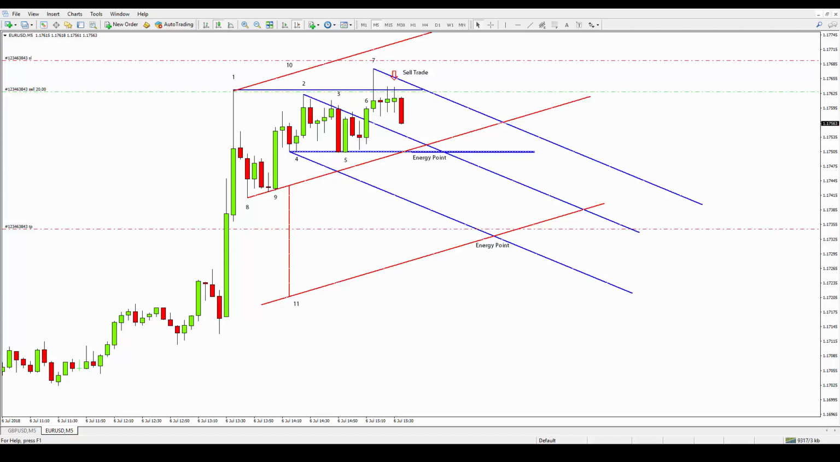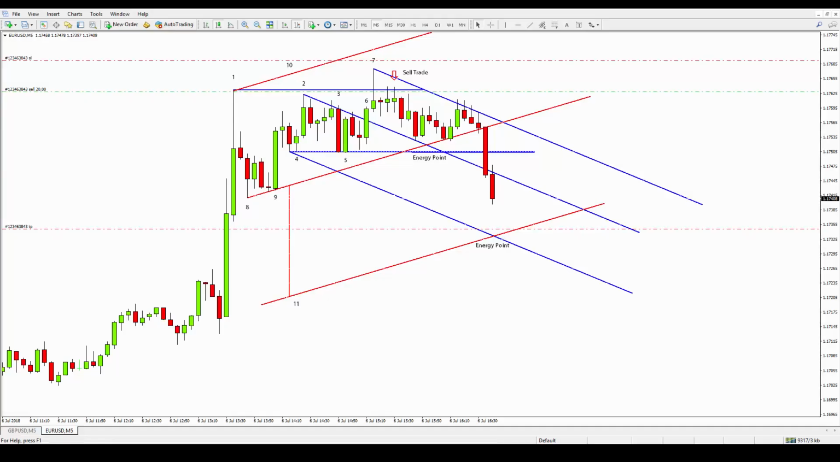Let's fast forward to see how the trade advances. Here we can see that our sell trade is in good profit territory. However, I want to grab your attention to the fact that the combination between the higher energy point and the minor support level repels price up to the down-sloping line number 7.